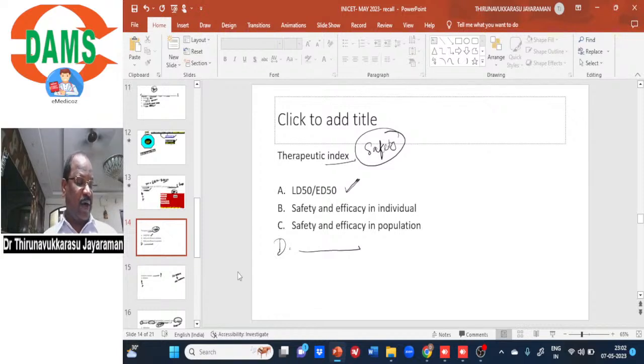Oh, the causative organism was asked. Okay, you asked for a microbial question. Surya, expert Surya, you asked for the causative organism. Okay, Sairam, thank you.